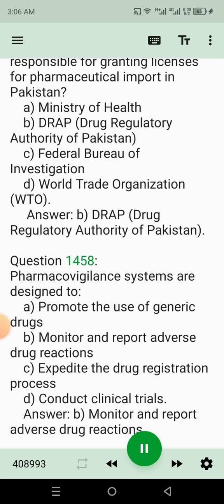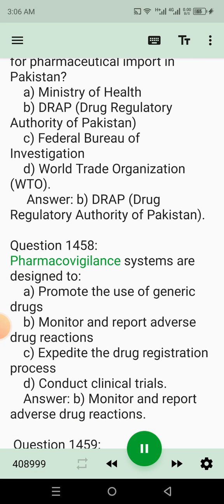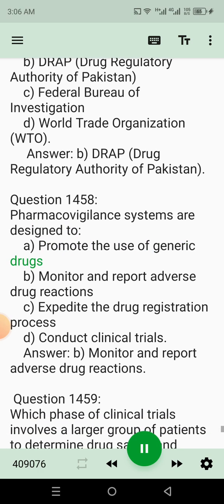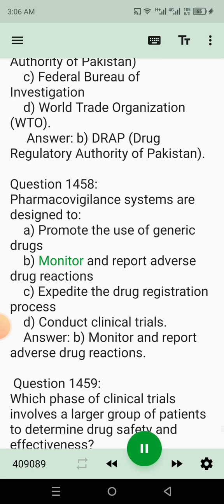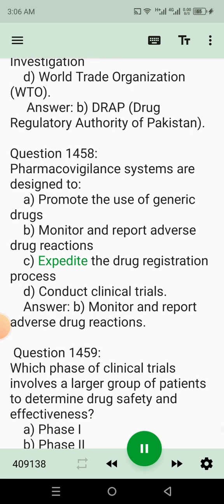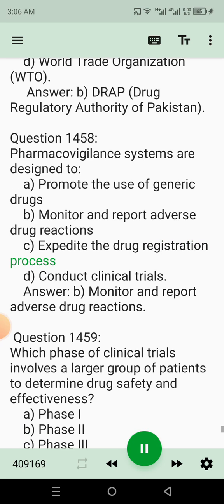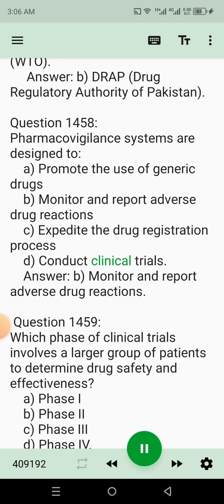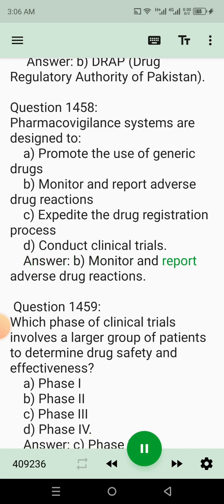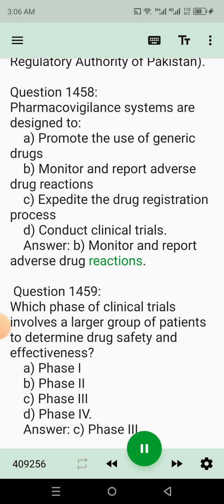Question 1458. Pharmacovigilance systems are designed to A. Promote the use of generic drugs. B. Monitor and report adverse drug reactions. C. Expedite the drug registration process. D. Conduct clinical trials. Answer. B. Monitor and report adverse drug reactions.